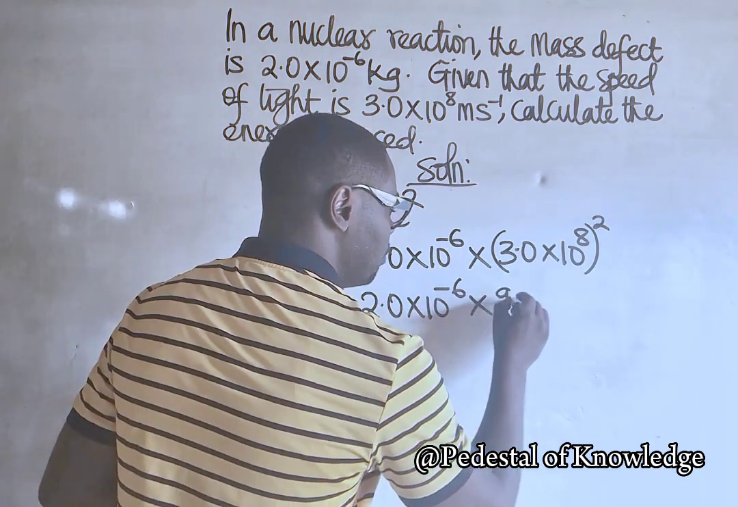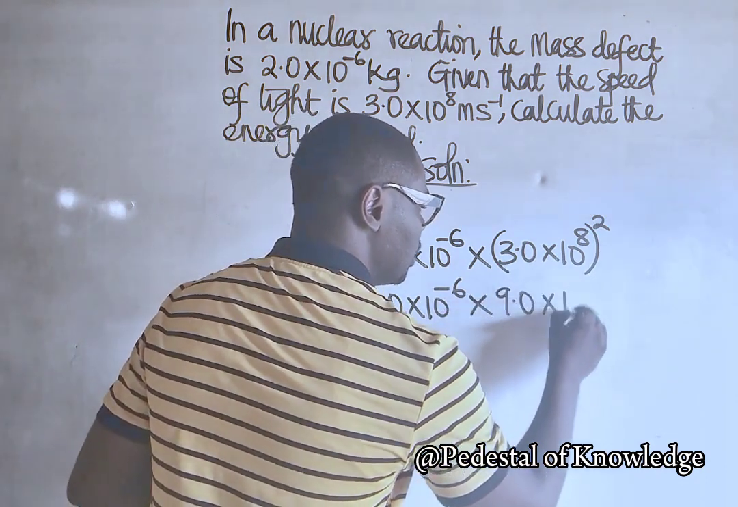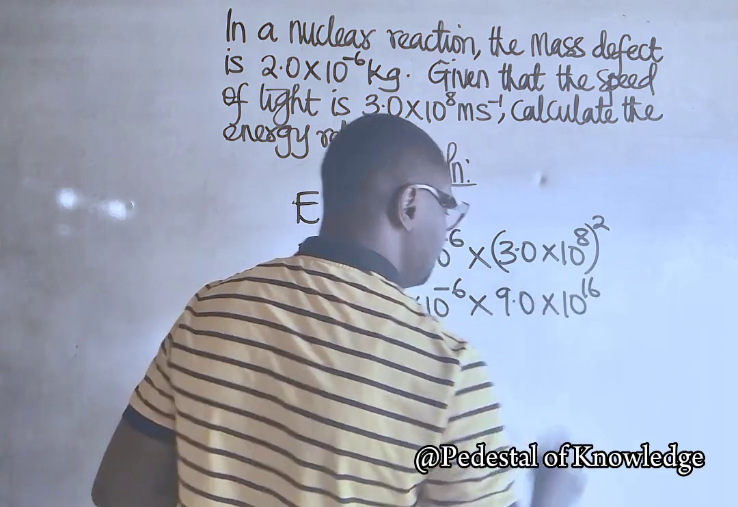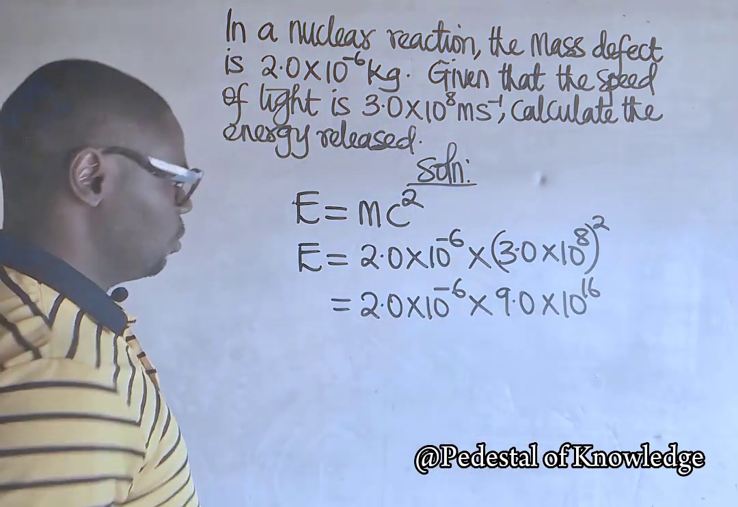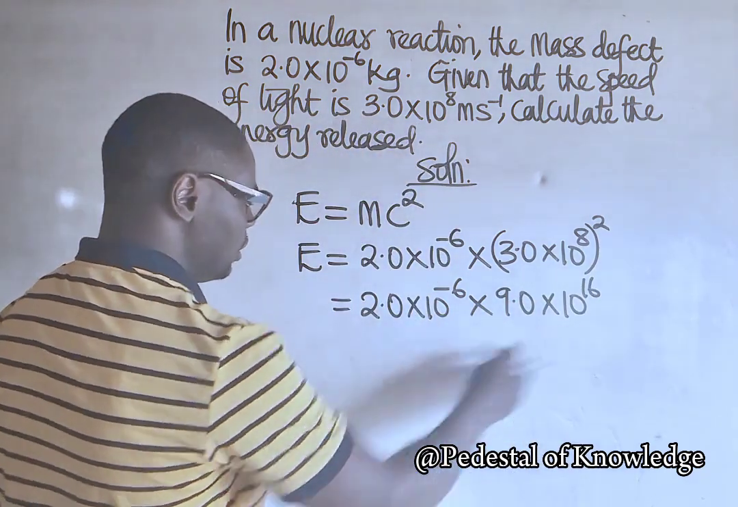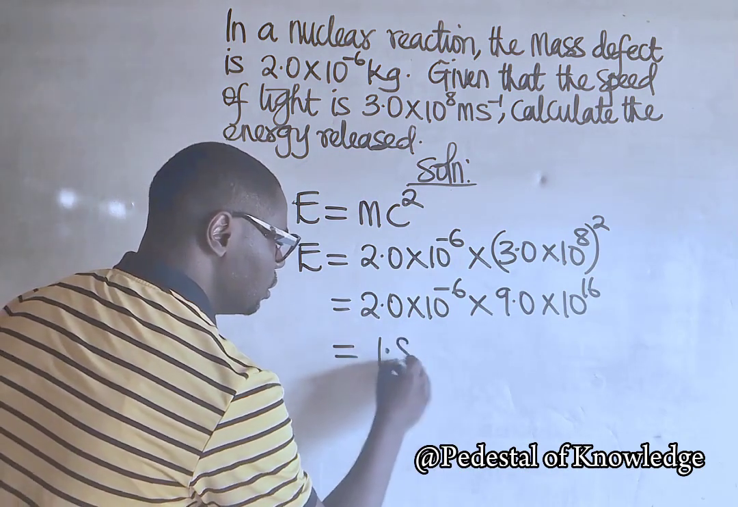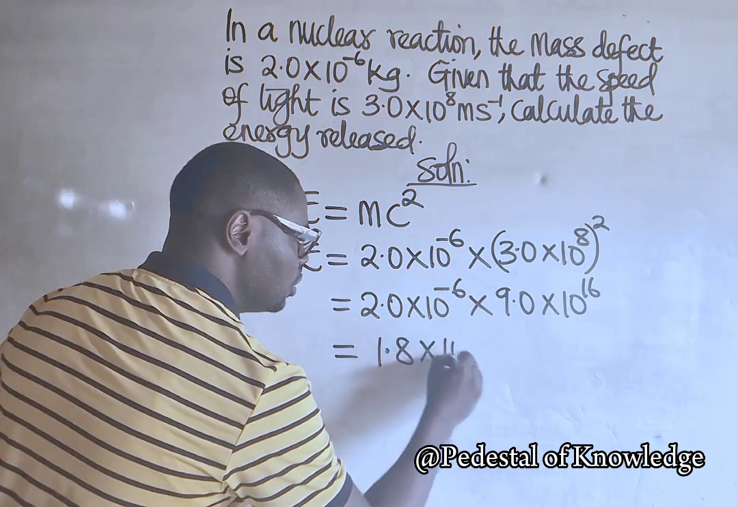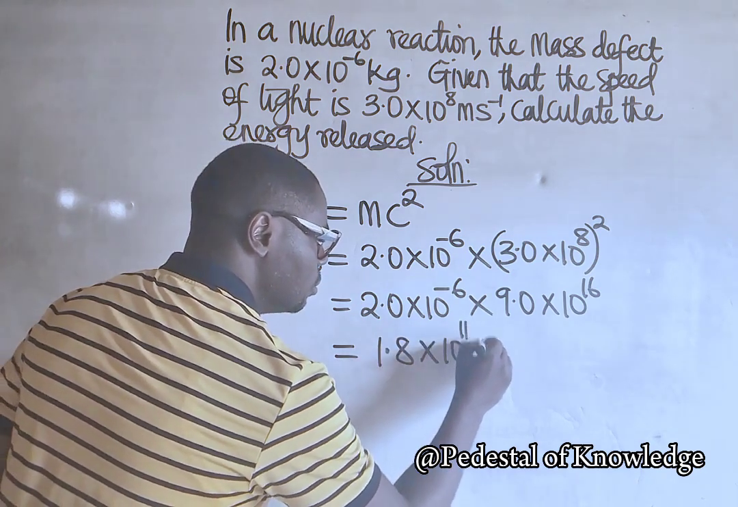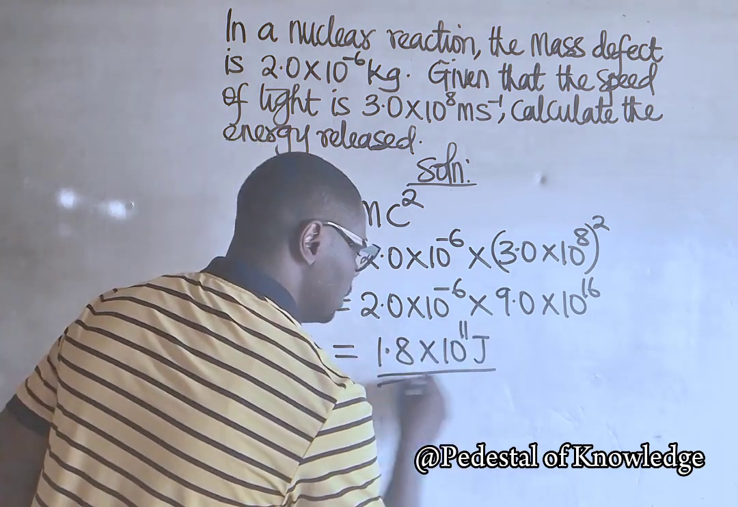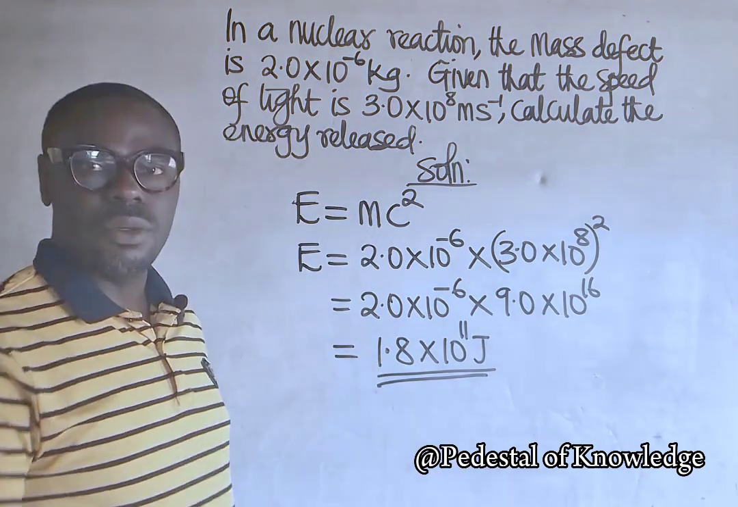Okay, now when we multiply this by this, we are going to have 1.8 × 10^11 joules. And that is the energy released during that nuclear reaction.